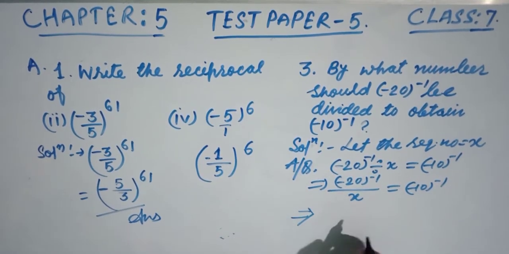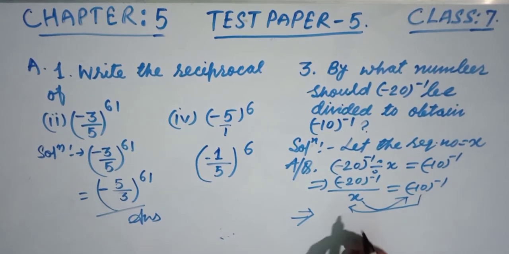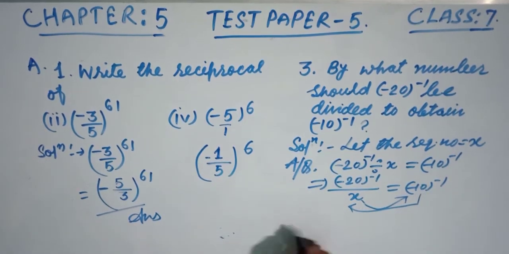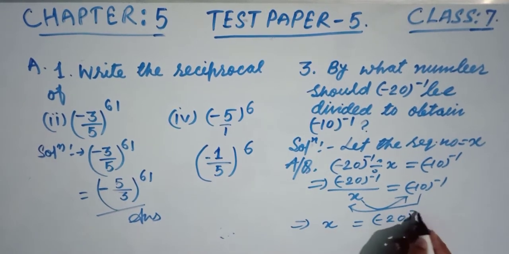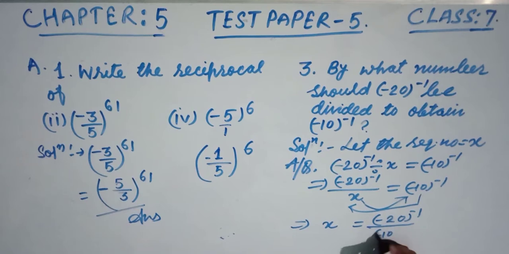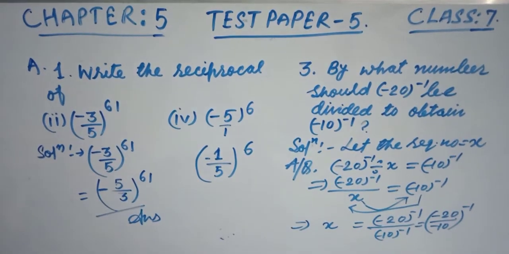So friends, after cross multiplication, this x will go there and this will come here, so x is equal to minus 20 raised to the power minus 1 divided by minus 10 raised to the power minus 1. Look at here, friends: the bases are different but the exponents are the same. So write a single exponent: minus 20 divided by minus 10, whole raised to the power minus 1.